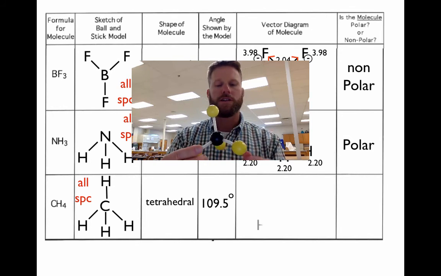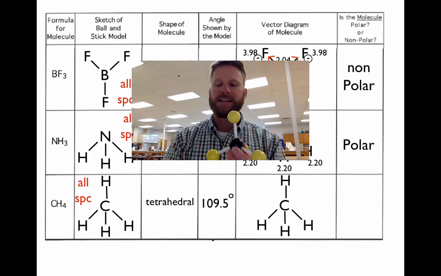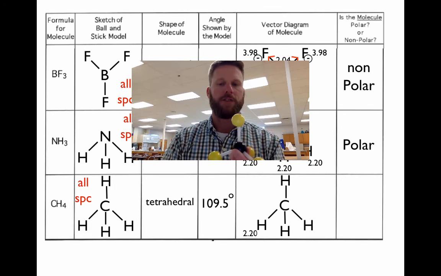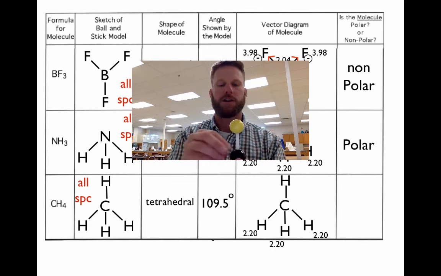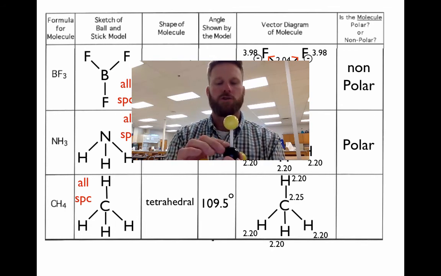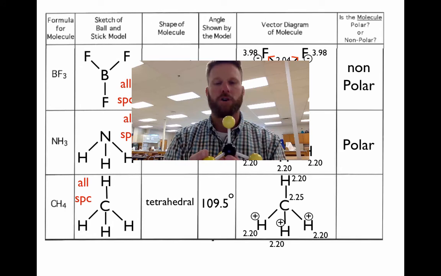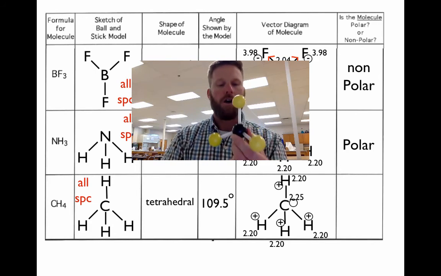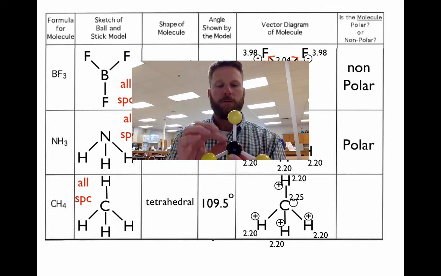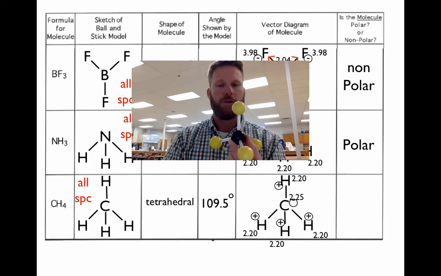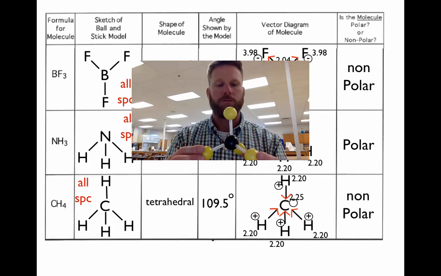When I draw this now, carbon is slightly more electronegative than hydrogen. So the electrons are going to be pulled a little bit closer to carbon than the hydrogen. So the carbon will have a partial negative charge and the hydrogens a partial positive charge. Overall though, if you took the sum of all these vectors that you would draw in towards the carbon, these would all cancel out and the molecule itself is nonpolar.